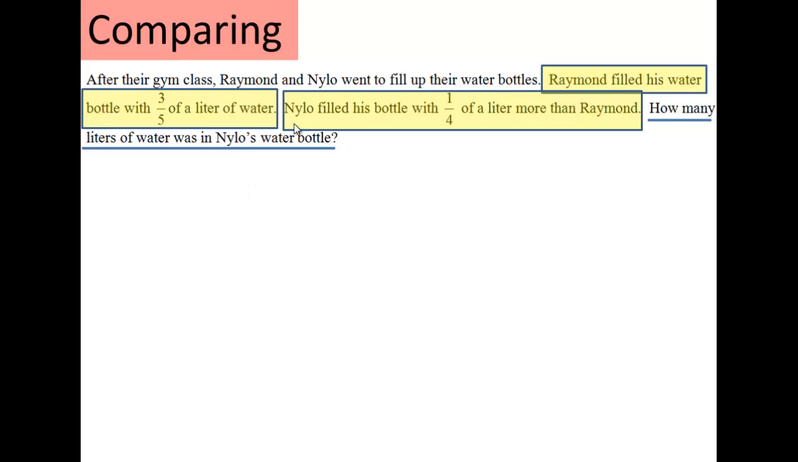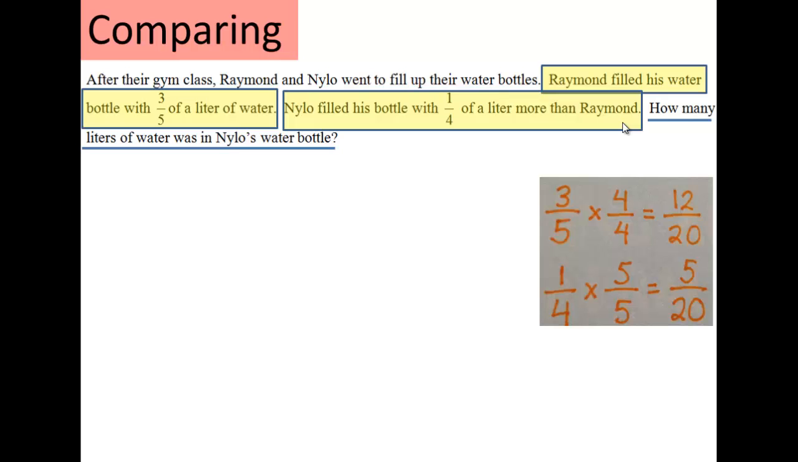Very important to note, Nilo filled his bottle with 1/4 of a liter more than Raymond. That does not mean Nilo's bottle has 1/4 of a liter in it. It means it has 1/4 of a liter more than what Raymond has. And as you probably noticed in this problem, the two fractions do not speak the same language, correct? So we need to create equivalent fractions. So there's my next step here. Hopefully your equivalent fractions look like mine, 12 over 20 and 5 over 20.